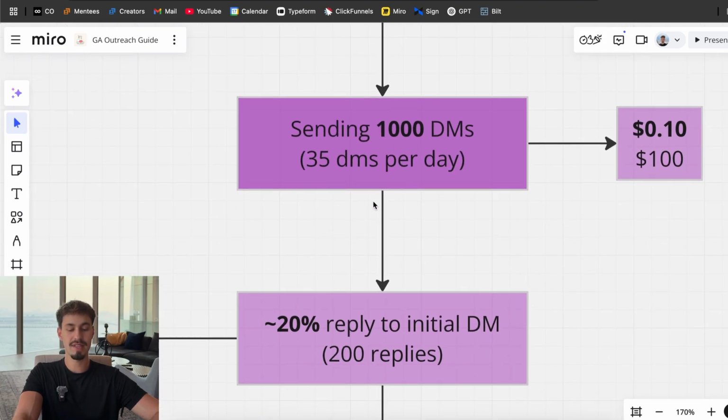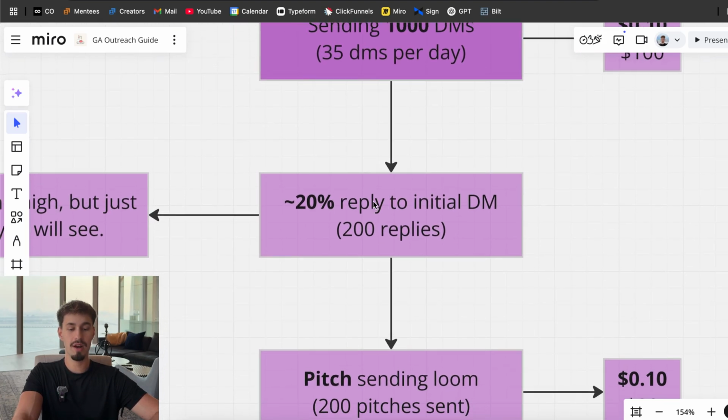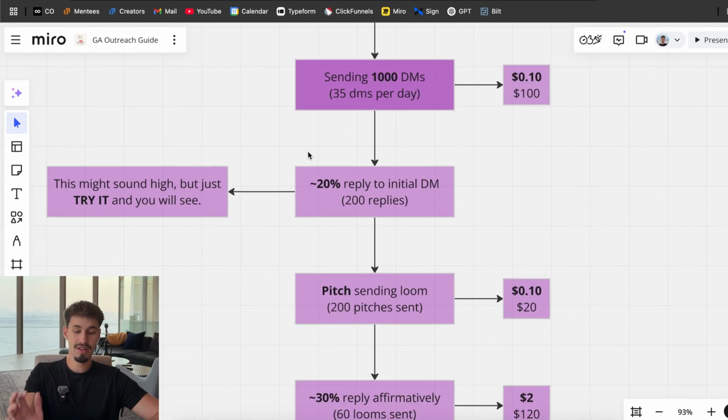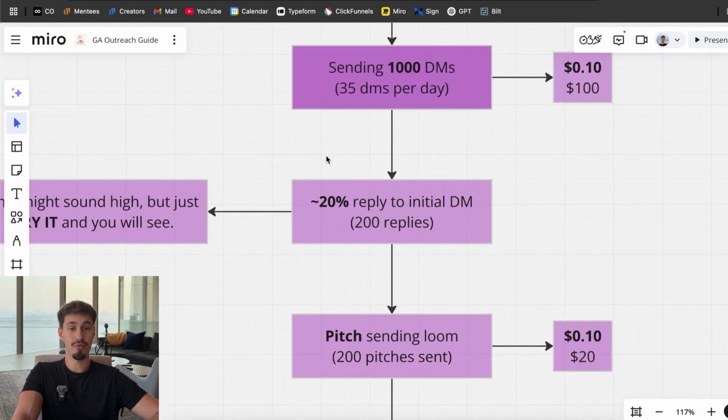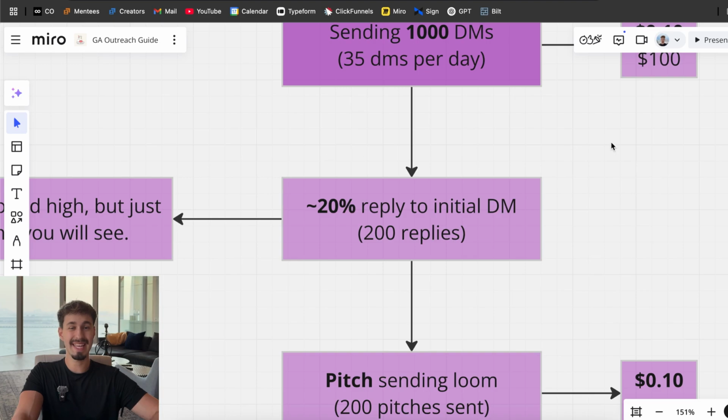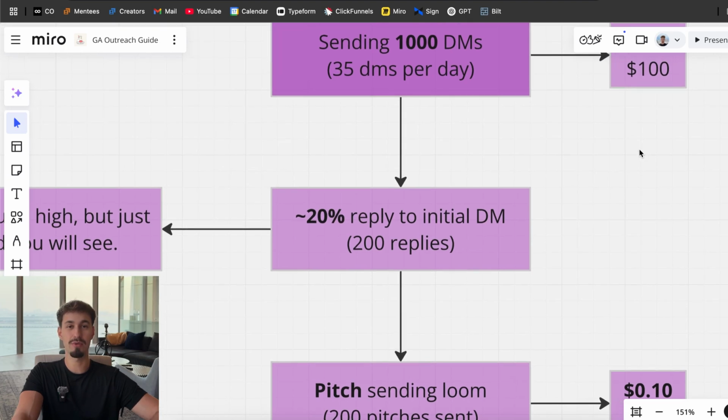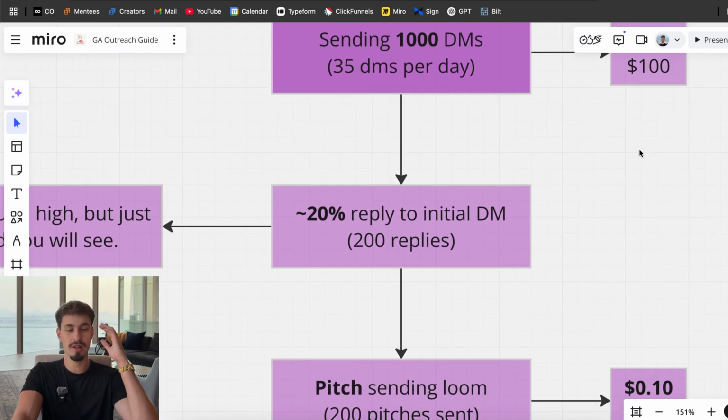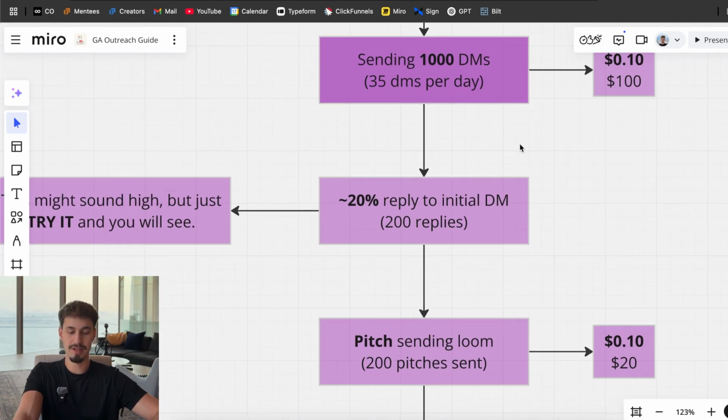Now, out of those 1,000 DMs, around 20% are gonna reply. That might sound insane, that might sound high, but I promise you guys, try this strategy. I get DMs from people all day long saying, holy shit, your outreach strategy is crazy, it works so well. Please just try it and you'll see how many replies you get. Obviously, your account needs to be tip top as well, but still.